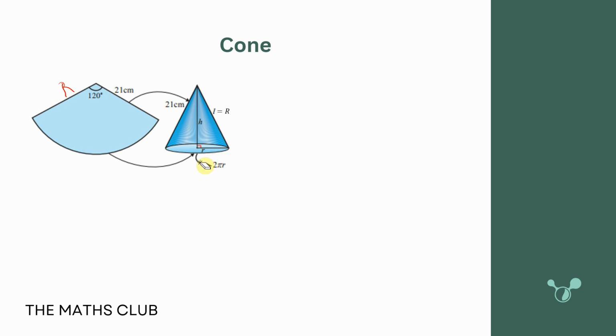So what you notice is that this sector has its own radius. This radius R is different from this radius r. This one is coming from the sector, this one is coming from the circle that will be formed when you join these two ends, this end here and this end here. Great.